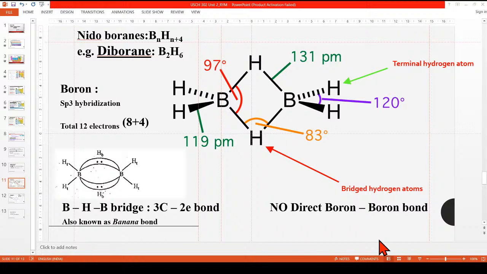This is not two center two electron. अपना regular covalent bond रहता है वो two center two electron रहता है. This is three center two electron. Okay.